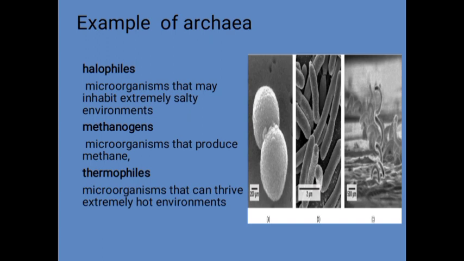Examples of archaea: the halophiles, methanogens, and thermophiles. So what are halophiles? Microorganisms that may inhabit extremely salty environments. The second one is the methanogen. It is a microorganism that produces methane. And the third one is the thermophiles, microorganisms that can thrive in extremely hot environments.